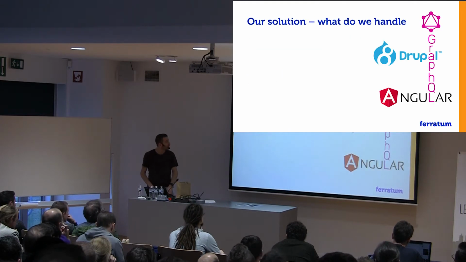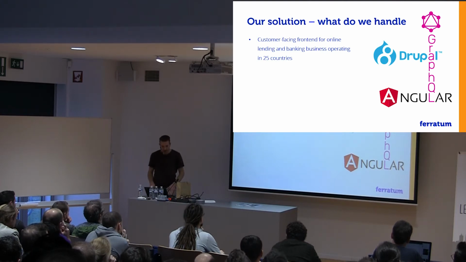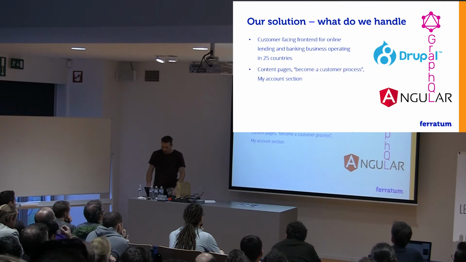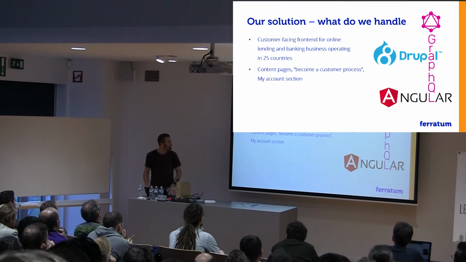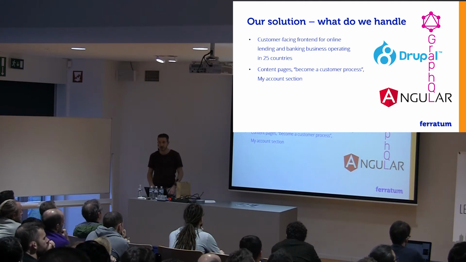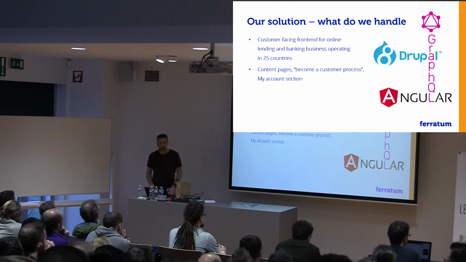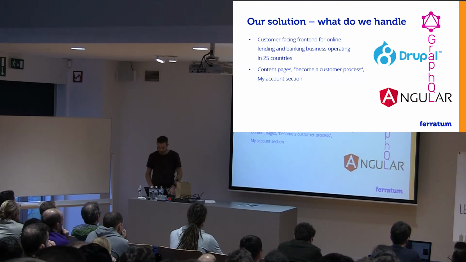Quickly, what do we handle? As I said, we are basically handling a customer-facing front end for our online lending and banking business in 25 countries. What we handle are content pages, so that means blog and some texts. Then we have a becoming-customer process and a My Account section, so the front end actually also handles customer interaction with our systems. That means management of customer data and products.